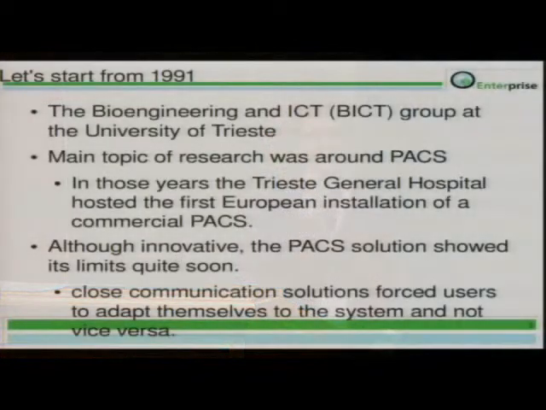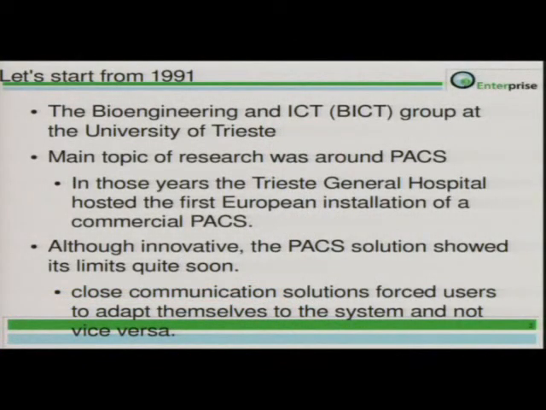Let's start. I want to give you a practical example of what an open source project is, and it is a very specific open source project about imaging, so a vertical project. In the last presentation, you saw what a horizontal project is, the VISTA project, a hospital information system, but now you will see a vertical project, a project for imaging. So let's go back to 1991.